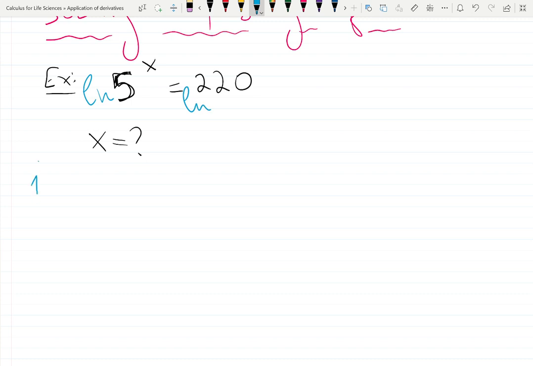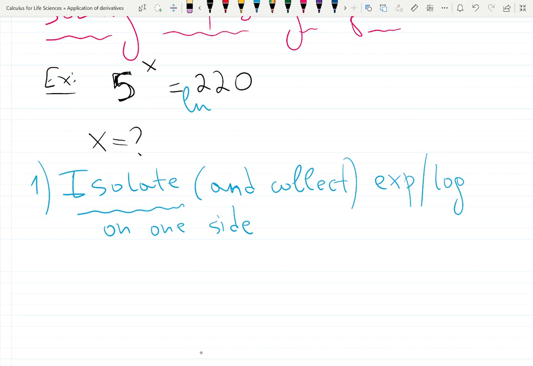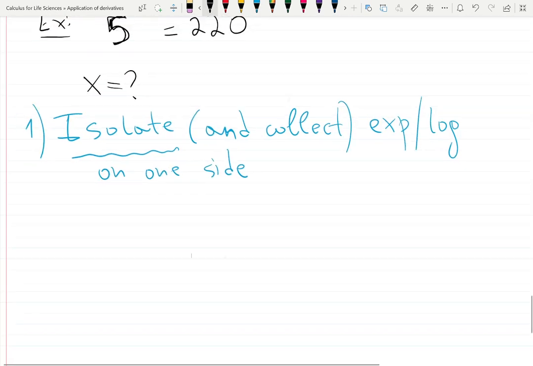So step one. Step one, actually, I would say isolate. Sometimes you have to collect exp or log on one side. Isolating means make sure it's standing on one side. In this case, 5 to the x is already standing on one side, so I don't have to do anything.